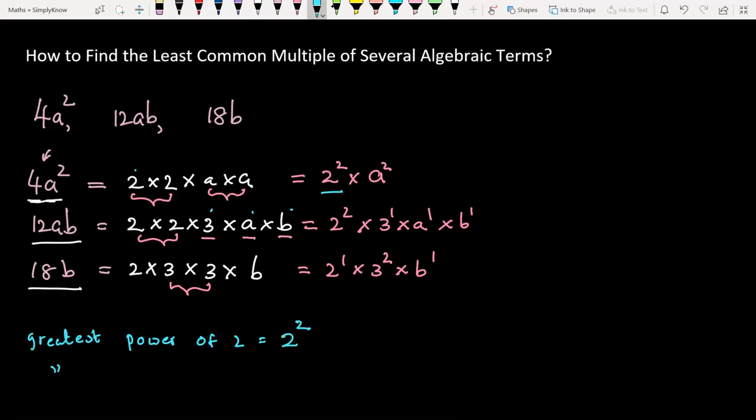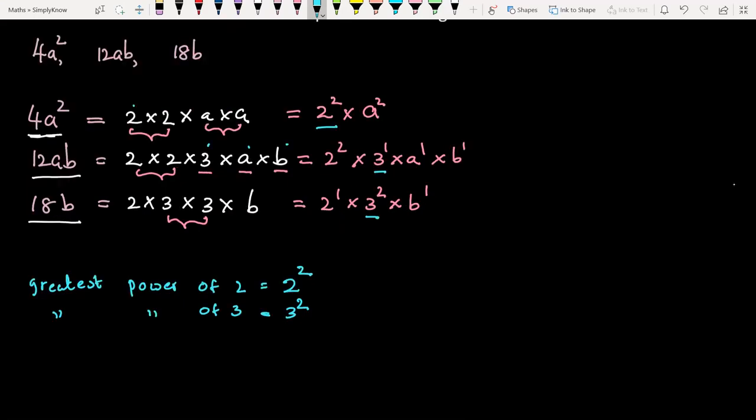Then what is the greatest power of 3? Here we have 3 to the power 1, here we have 3 to the power 2. Then it should be 3 to the power 2. Then the greatest power of a: we have a to the power 2 here, a to the power 1 here. Therefore, it should be a to the power 2.